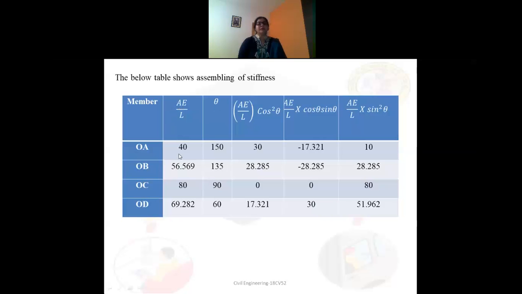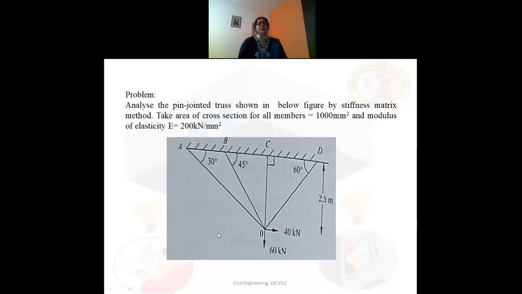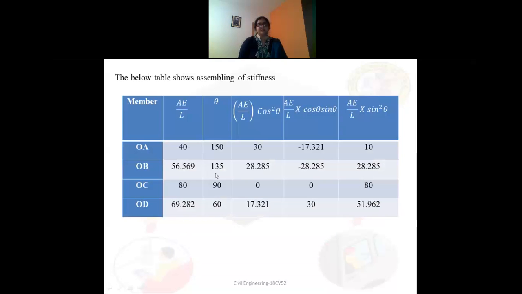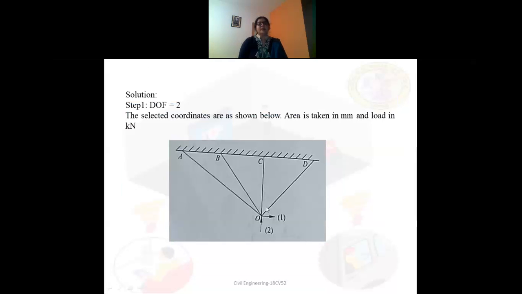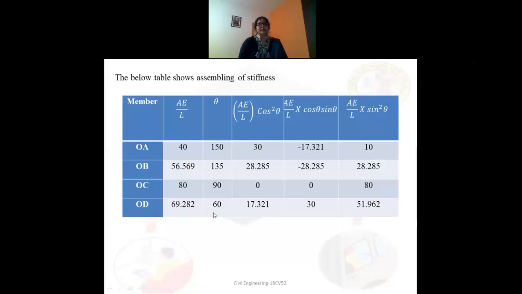And what is the angle for OA? Angle for OA, always you have to measure from the anti-clockwise direction. So overall is 180 degree. In that, if I deduct this 30 degree, what is the angle we are going to get? 150. So OA angle is 150 degree. Then OB angle it is 135 degree, OC angle it is 90 degree, then OD angle it is 60 degree.